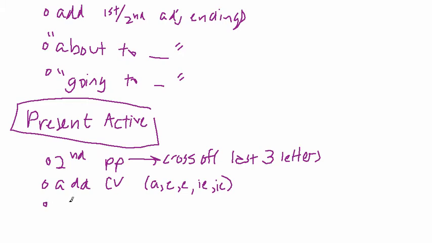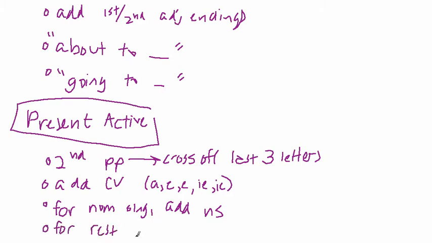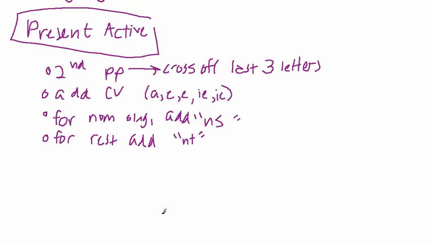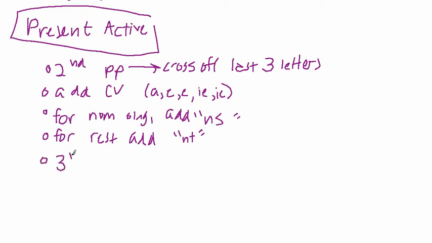And for the nominative singular, you're going to add the ending ns. And for the rest of them, add the ending of nt. And after that, you're going to add on your third declension adjective endings. And that's going to be translated as blanking.